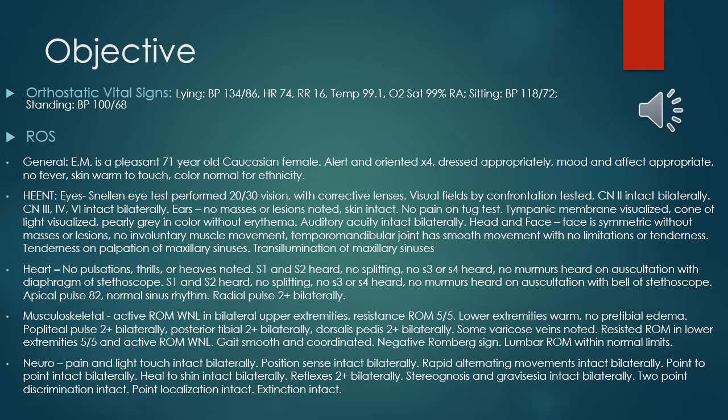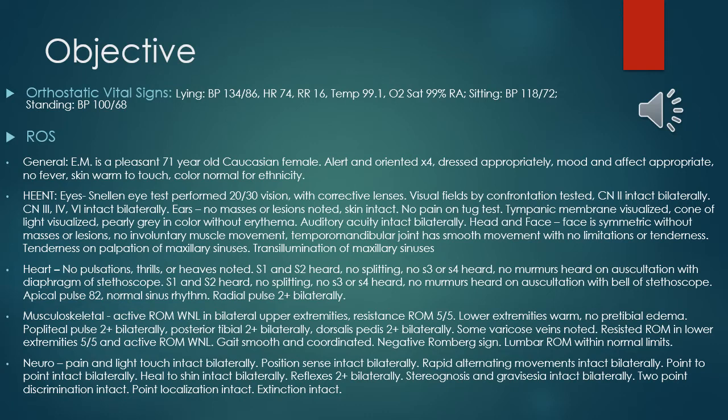Objective data. Orthostatic vital signs. Lying, blood pressure 134/86, heart rate 74, respiratory rate 16, temperature 99.1, O2 sat 99% on room air. Sitting, blood pressure 118/72, standing, blood pressure 100/68.